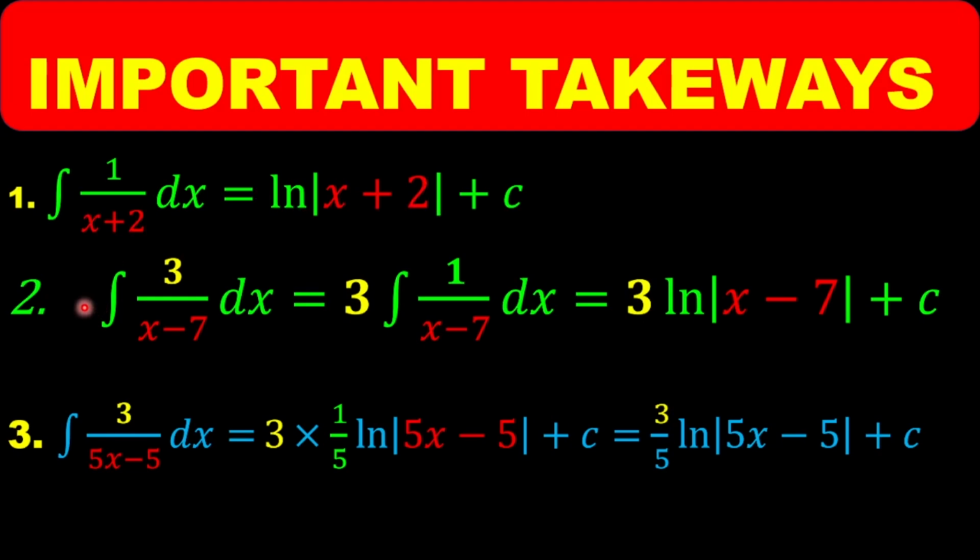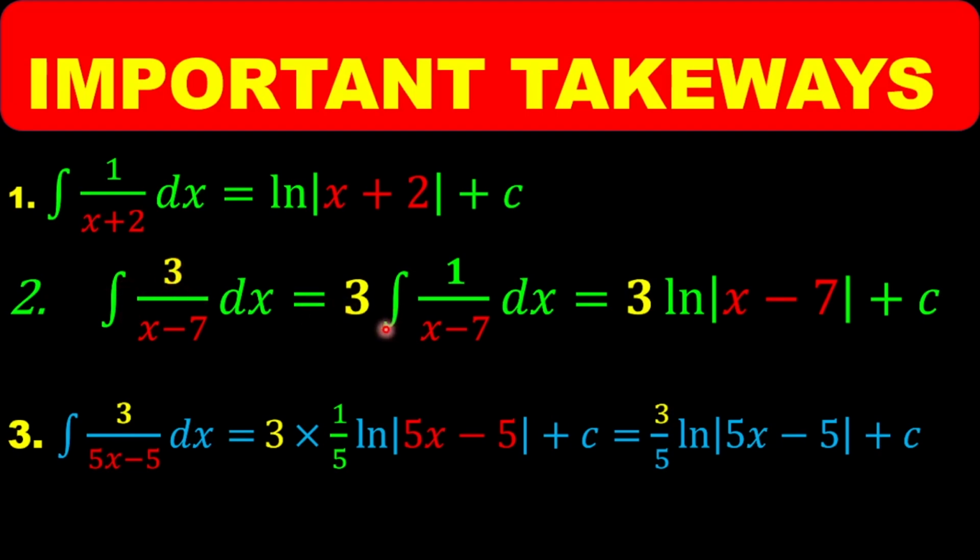Then another key takeaway that we need to understand is the second example: the integral of 3 over x minus 7 dx. Now remember, the standard says that the top must be 1, but here the top is not 1, it is 3. So in a situation where the top is not 1, you have to factorize it to come outside the integral sign. When this 3 is taken out, what remains here is 1.